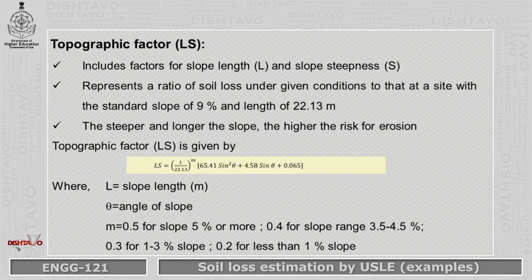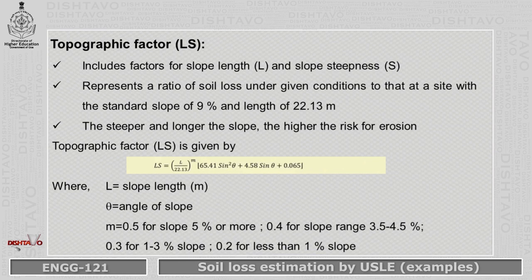Next is the topographic factor, called the LS factor. It includes the slope length, L, and steepness of slope, S. It represents a ratio of soil loss under given conditions, relative to a site with a standard slope of 9% and length of 22.13 meters. These are the standard dimensions for USLE. The steeper and longer the slope, the higher the risk of soil erosion.